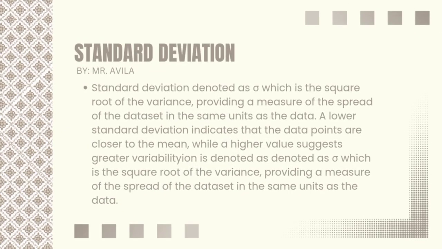The standard deviation is denoted as S, which is the square root of the variance, providing a measure of the spread of the dataset in the same units as the data. A lower standard deviation indicates that the data points are closer to the mean, while a higher value suggests greater variability. For a random variable, it quantifies the typical distance from the mean.